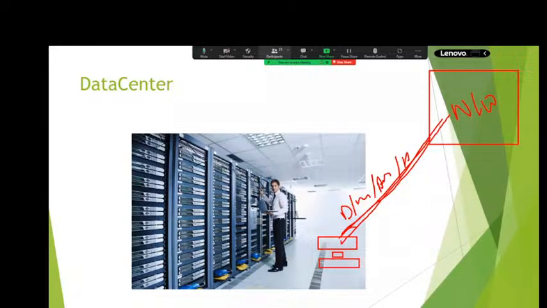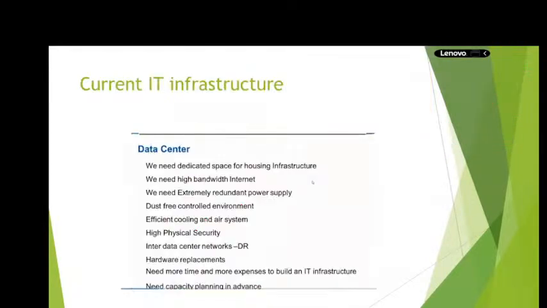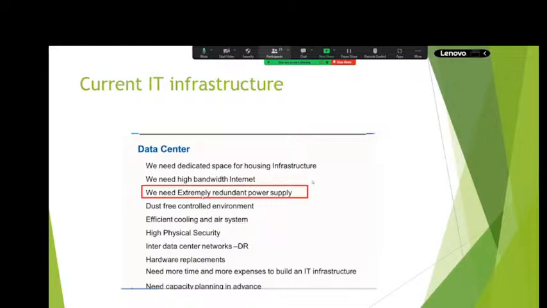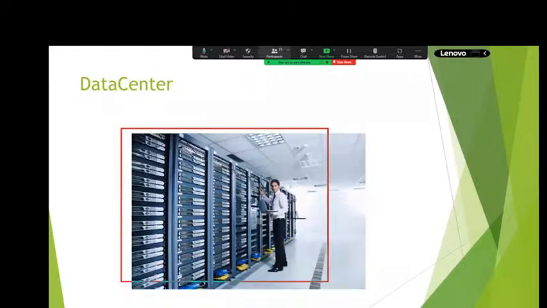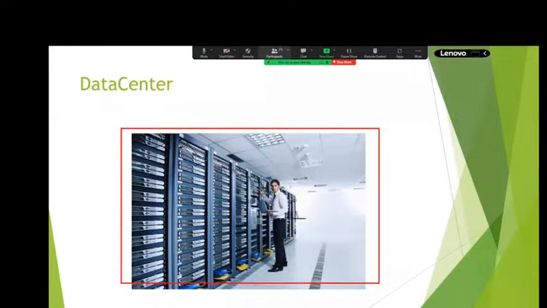Next, we need redundant power supply. Redundant power supply in the sense that to run this data center, we need electricity. If there is no electricity, then we should be able to run this data center with a battery or generator. Again, that is a cost, right?